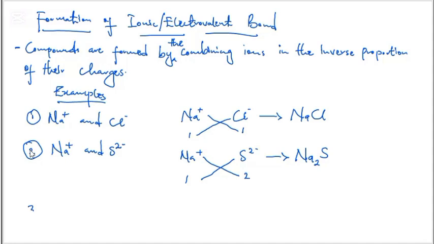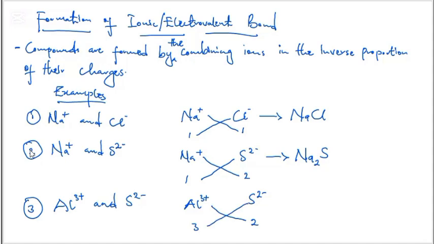Let's look at the last example. Let's say you are combining aluminium 3+ and sulfur 2-. The charge on aluminium is 3+, so 3, and that of sulfur is 2-, so 2 here. So it will combine in inverse proportion, and this will give us Al2, because the metal comes first, S3. So that will be your compound formed.